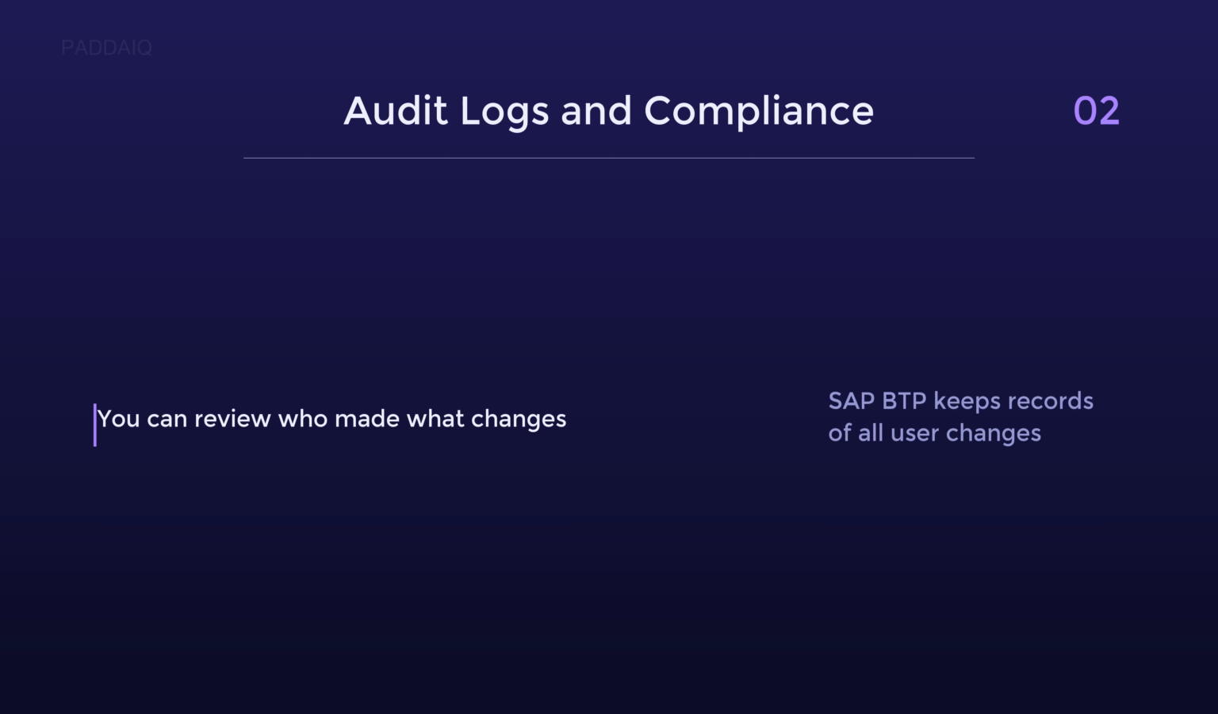You can review who made what changes. This means the system tracks user actions, showing exactly who performed each task and what they modified. For example, if an employee updates a customer's credit limit, you will see their name, the change made, and the timestamp. This transparency is essential for maintaining accountability and trust in your processes.